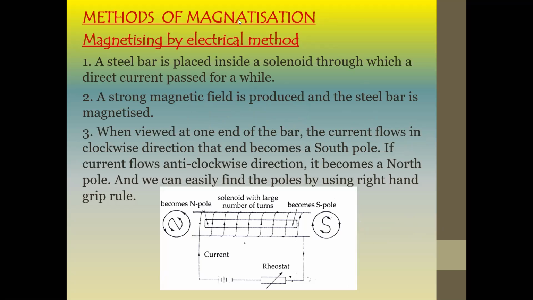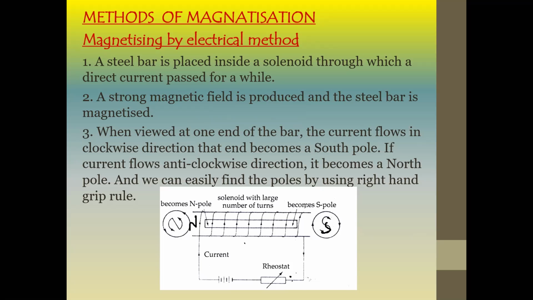So you can see here in this example, we are passing a current. If I use the right hand grip rule, this side will be north and this side will be south. So this material will behave like a magnet, and it will be magnetized for a longer period of time. If you are using steel, it will be a soft magnetic.